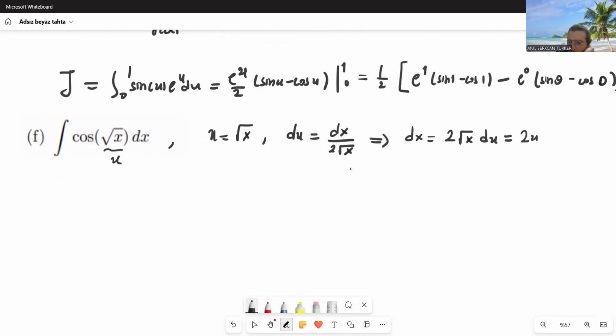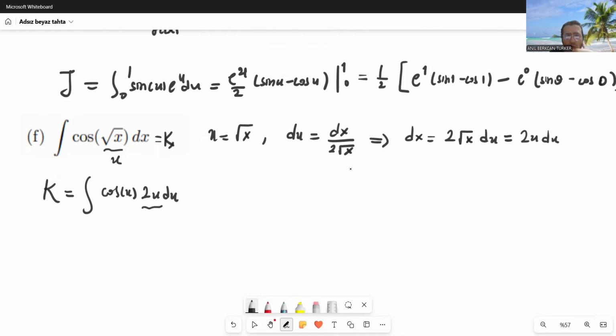So it is just 2u du. When you plug into the integral, we call it k. So k is equal to the integral of cosine u times 2u du. Again, it's just a polynomial multiplied by a trigonometric function. So let's do integration by parts.